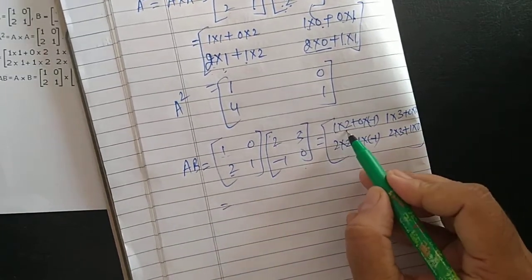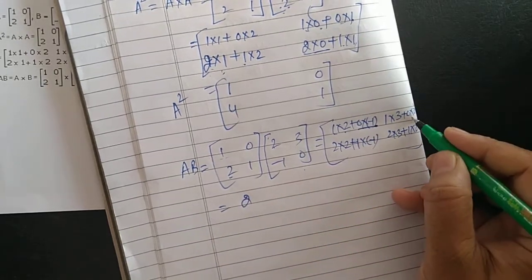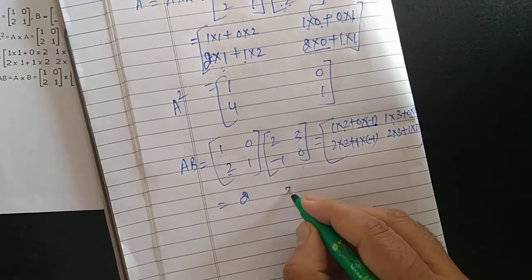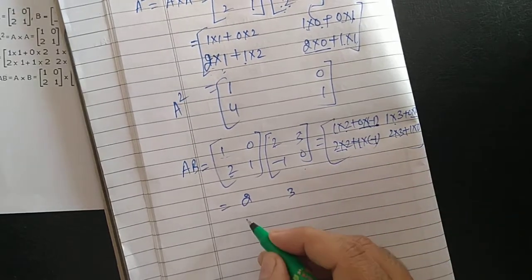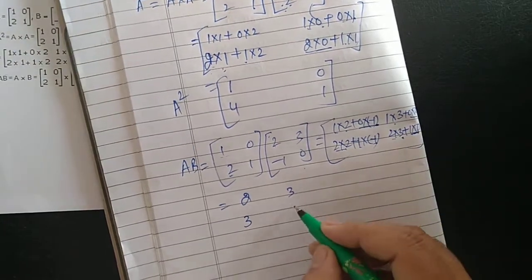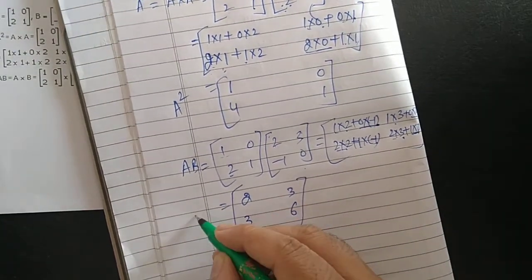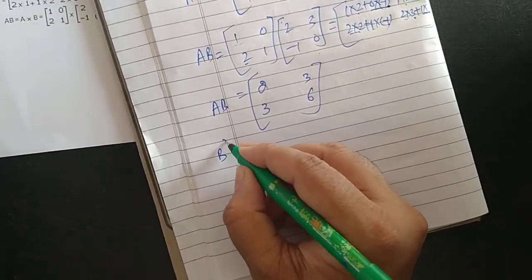So here 2 ones are 2. This term will be 0, so 2. Here this term is 0, 3 is left only. Here 4, this one is minus 1, 4 minus 1 is 3. So 3 twos are 6. This term is 0, so 6. This is AB.